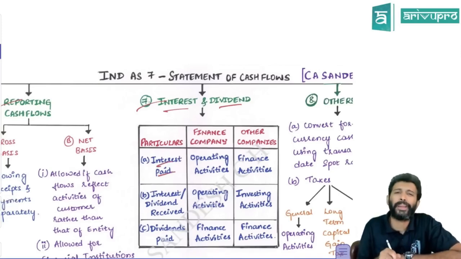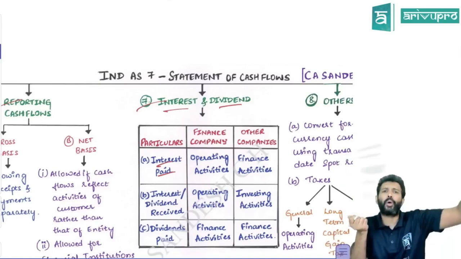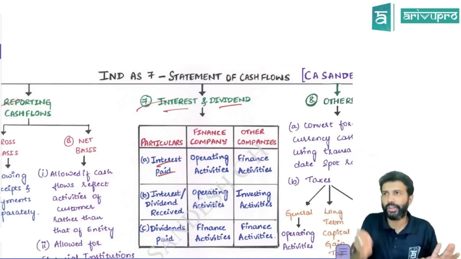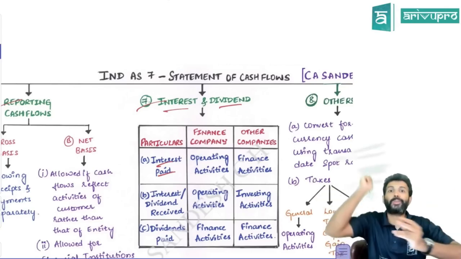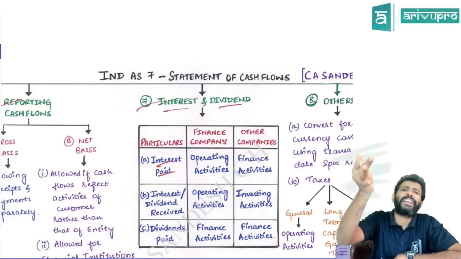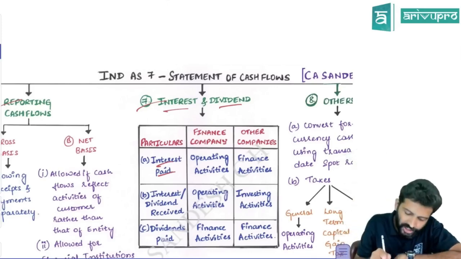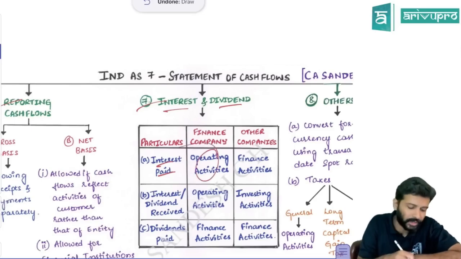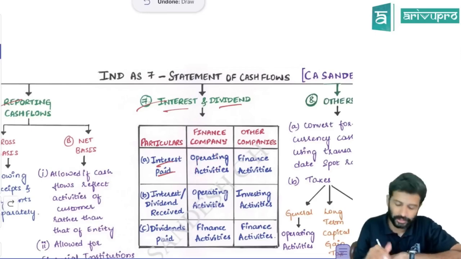If it is interest paid, now think, if it's a bank, what is the main operation? Accepting deposits, giving out loans, and investing surplus money. So these three are the main parts of the operation. If they have accepted deposits, they have to pay interest. This is part of their operation. So interest paid for financial institutions is not a financing activity. It is an operating activity only, because it is part and parcel of their business.